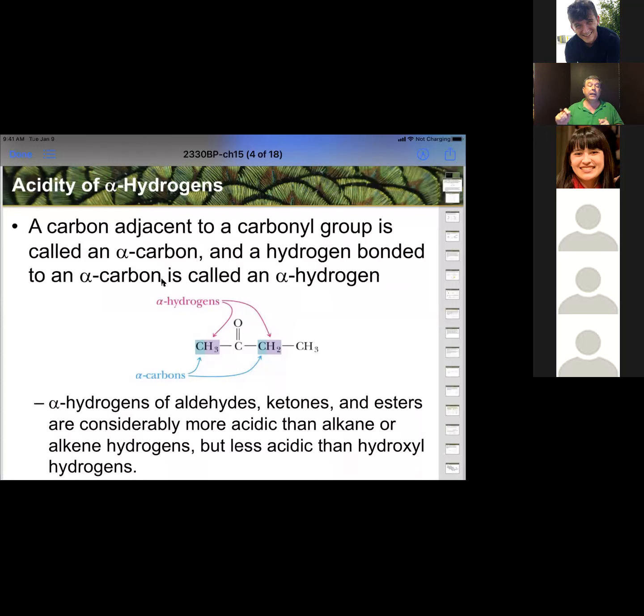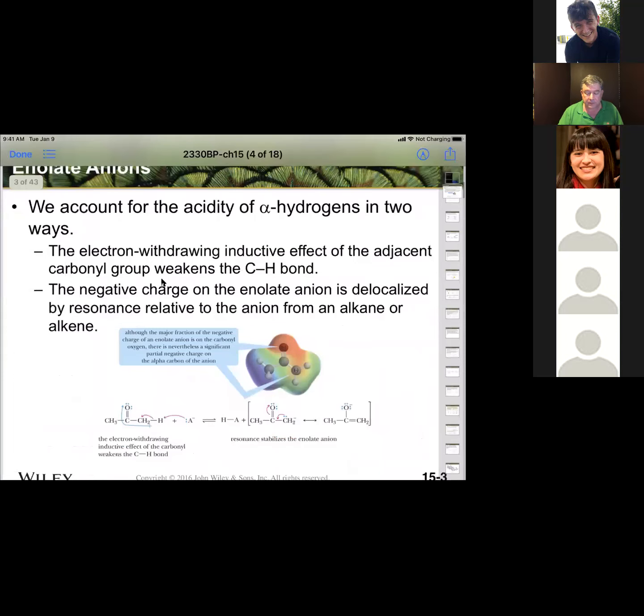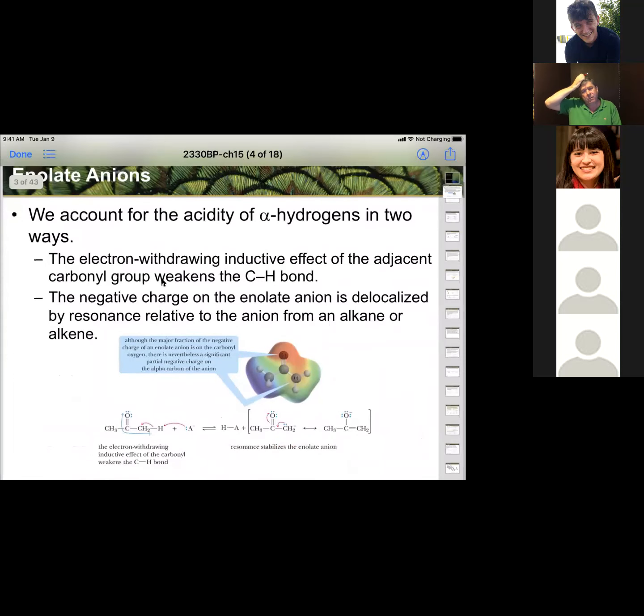Now, it turns out the alpha hydrogens on aldehydes, ketones, and esters are more acidic than if they were alkanes or alkenes, but less acidic than the hydroxyl hydrogens. So it's less acidic than water, but it's more acidic than alkanes or alkenes. So somewhere on that basicity chart, we have these alpha hydrogens. Okay, so let's look at that and try to figure out why. Why would those be more acidic?